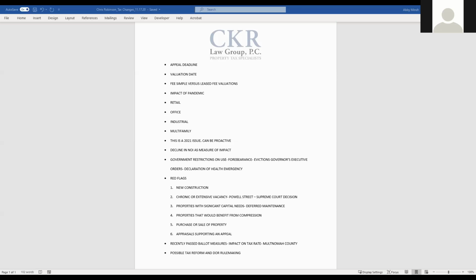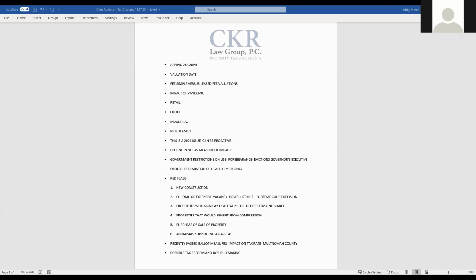Properties that would benefit from compression, and I'll explain it as simply as possible. Compression occurs when there are two tax rates. You have a Measure 5 tax rate and you have a Measure 50 tax rate. The Measure 5 tax rate is based upon market value. The Measure 50 tax rate is based on assessed value. You're supposed to be taxed on the lower of those two calculations.